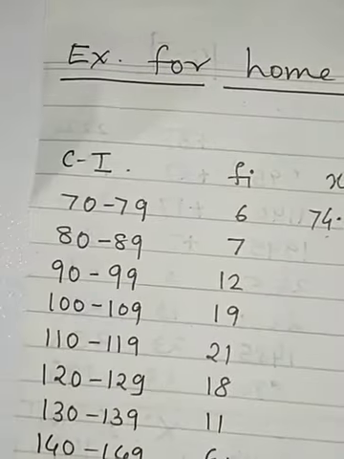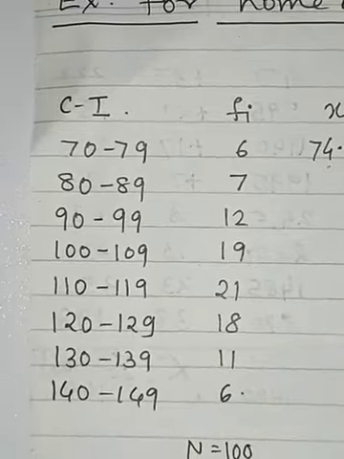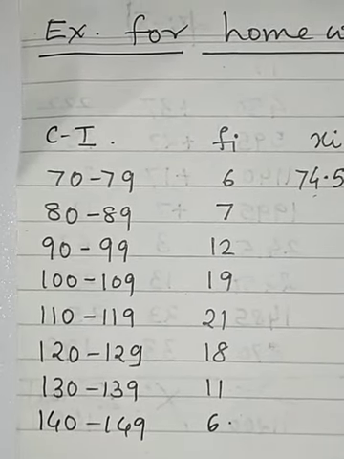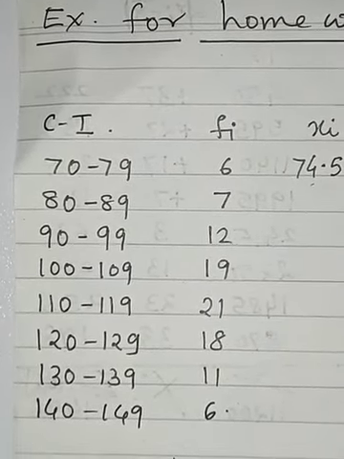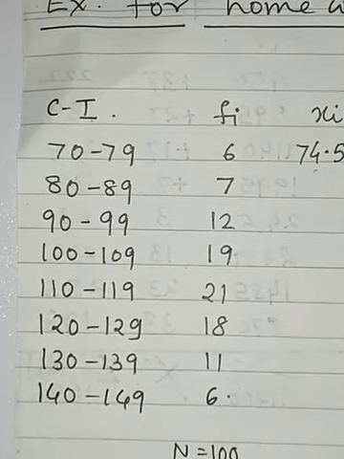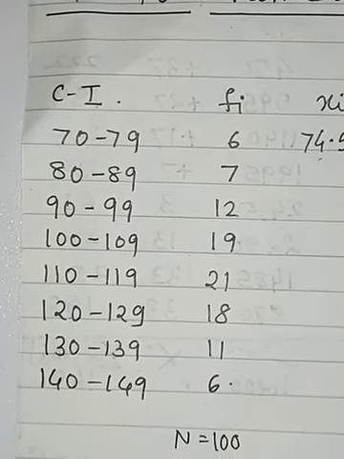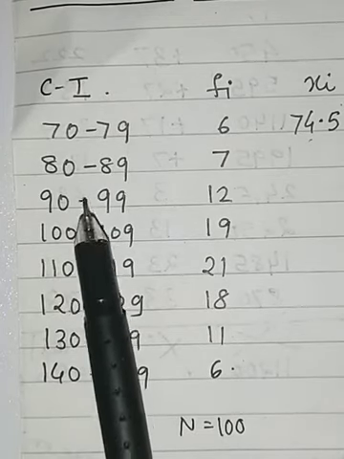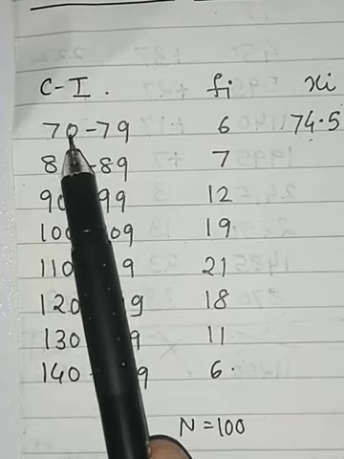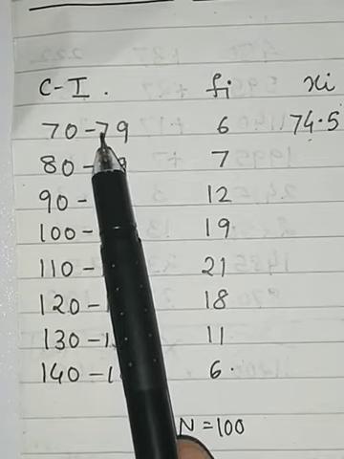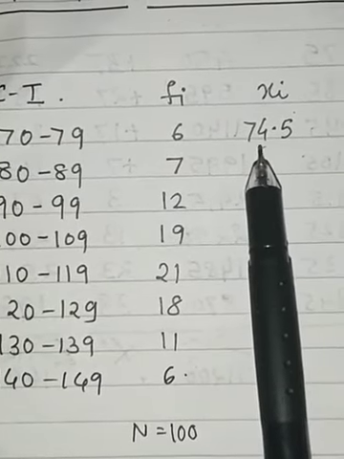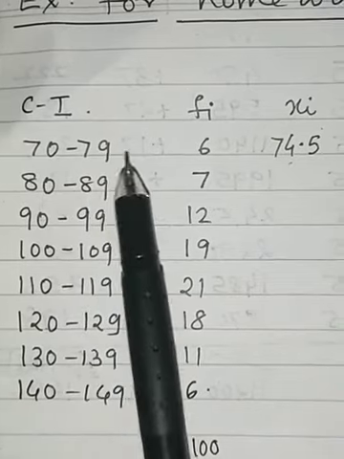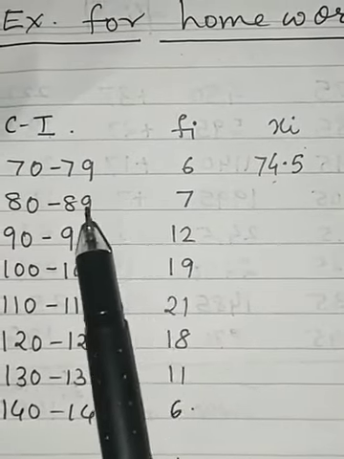Now I have an example for you as homework. Find mean deviation of this example. Look at the intervals 70, 79, 80, 89, 90, 99 and so on. Alright, these are not continuous intervals. But anyways, as discussed earlier, we are not going to modify. Okay, straight away we are going to take xi, the average of 70, 79 as 74.5, etc.